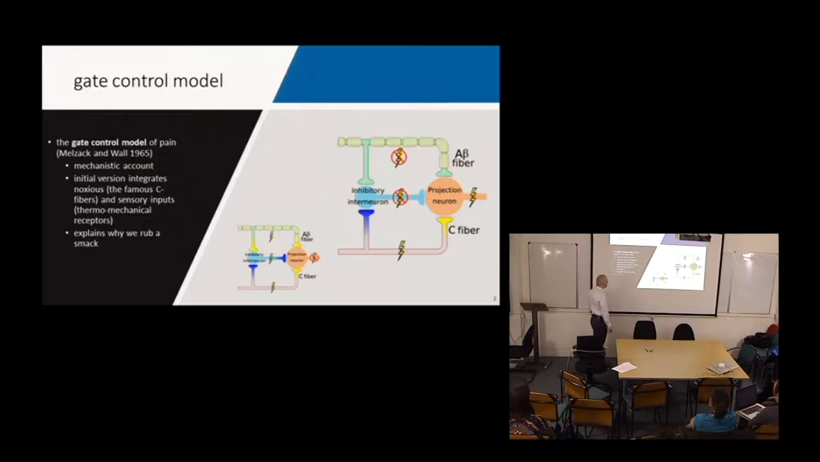What they hypothesize is that what happens in the spinal cord is that two kinds of inputs are integrated. One is the nociceptive input, and the other is information from a thermomechanical receptor, so information about something like touch, pressure, or temperature. When both neurons are activated, basically the signal is inhibited, and the pain signal doesn't travel to the brain. This explains why the pain subsides while you rub the hurt part. And of course, as soon as you stop rubbing, the pain returns.